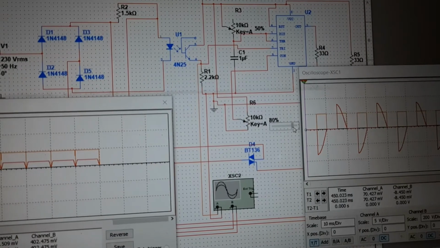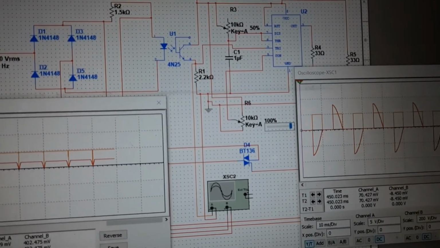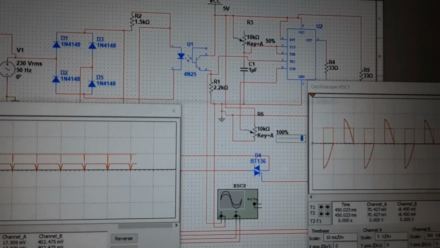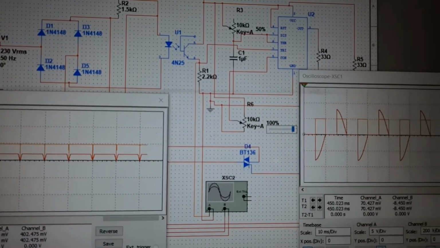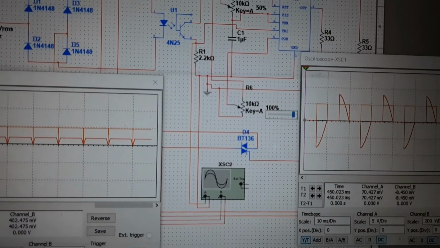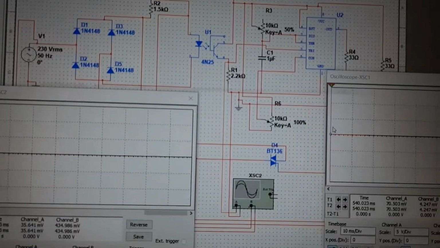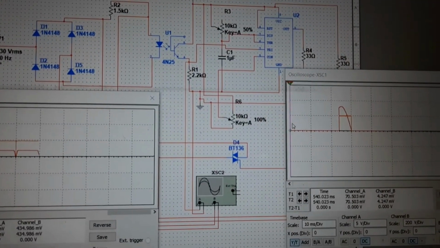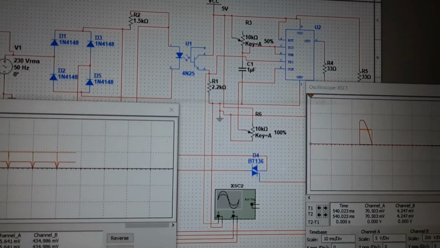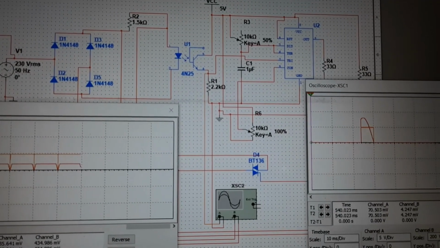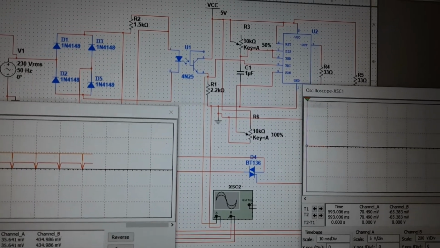Let's see that. I have kept it at 100%. So now in this half cycle nothing is done. The triac is like an open switch. Now it will be fired. No. Okay, so it is 100%. See, it has fired after such a long time. It was kept at 100%, and it takes time for the capacitor to reach that charge.